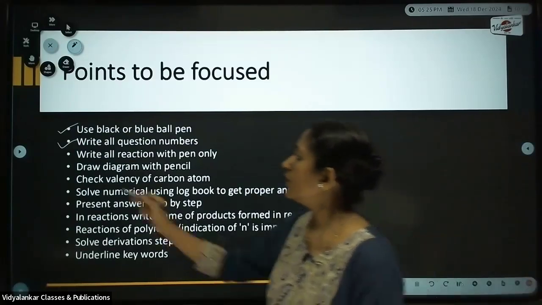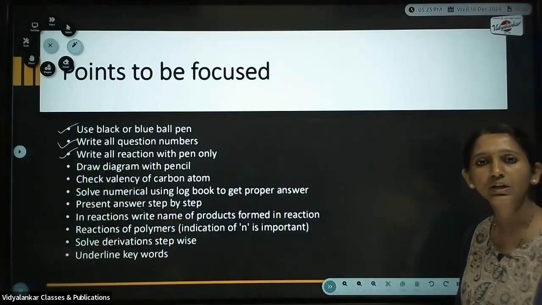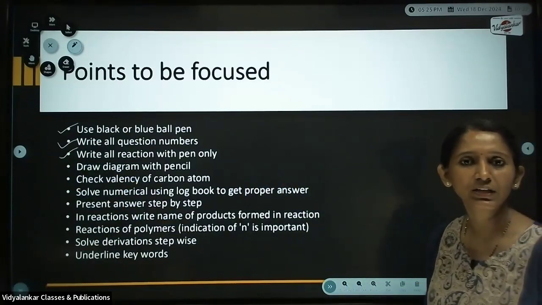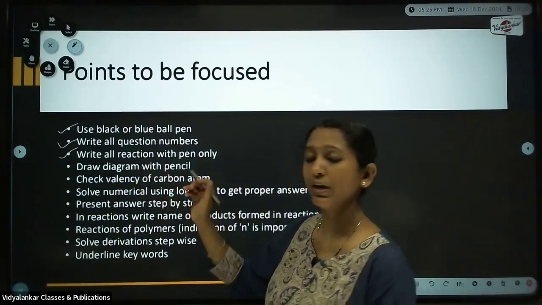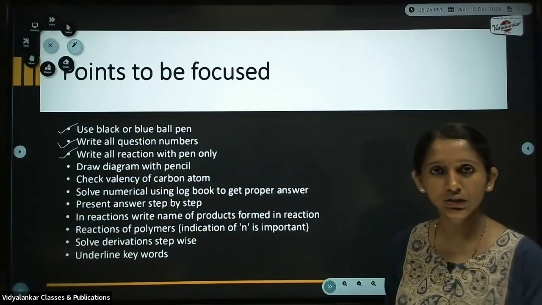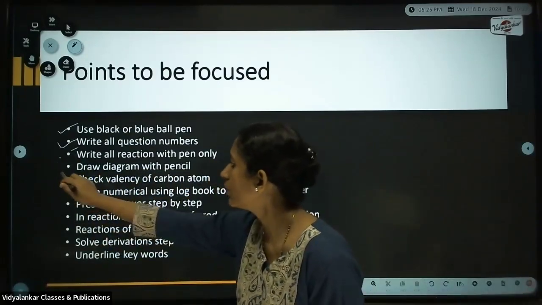Then next, write all reactions with pen only. Reactions do not come under any diagrammatical representation. So you are expected to write all the reactions with the pen only. Clear? Next, draw diagrams.